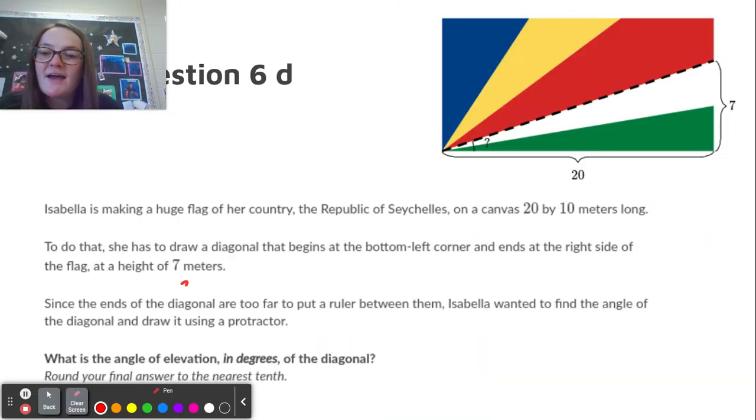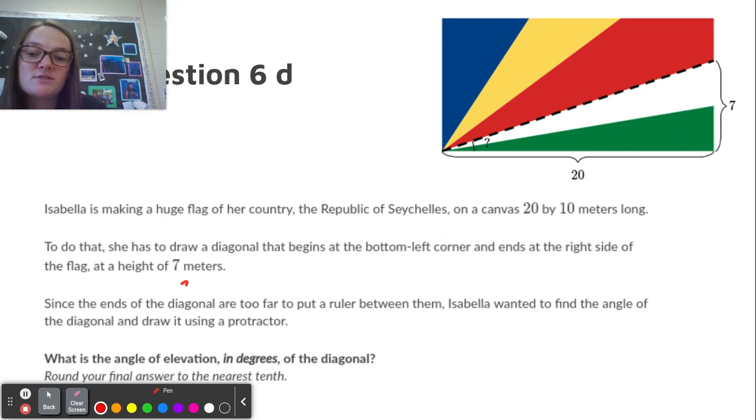All right, so for this last one here, it says Isabella is making a flag for her country on a canvas 20 by 10 meters long. To do that, she has to draw a diagonal that begins at the bottom left corner and ends at the right side of the flag at a height of 7 meters. So the picture is given. It basically says, what is the angle of elevation in degrees of the diagonal?